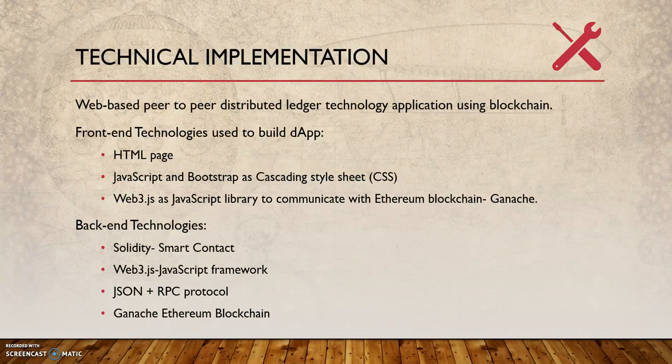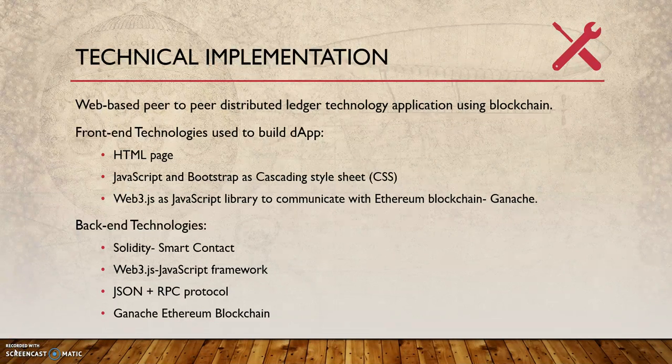It is a web-based peer-to-peer distributed ledger technology application using blockchain. For front-end technologies, we have used HTML to develop a web page, JavaScript and Bootstrap as cascading style sheet, which is CSS, Web3.js as JavaScript library to communicate with Ethereum blockchain, which is Ganache. For backend technologies, we are using Solidity to write our smart contracts, Web3.js as a JavaScript framework, JSON and RPC protocol to interact with the blockchain Ganache, and Ganache Ethereum blockchain for testing environment.